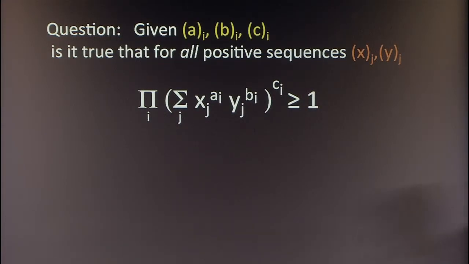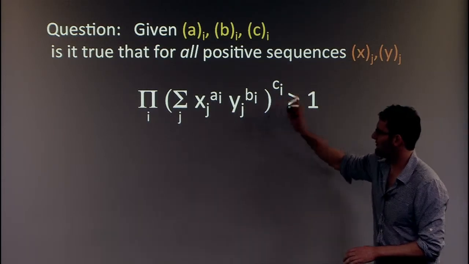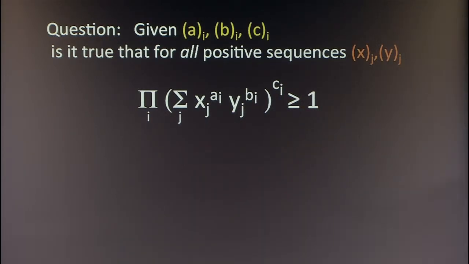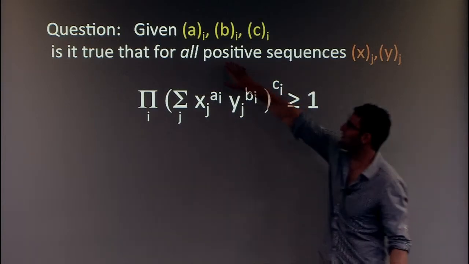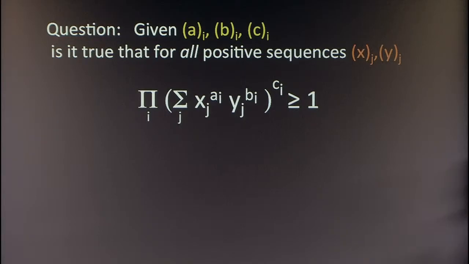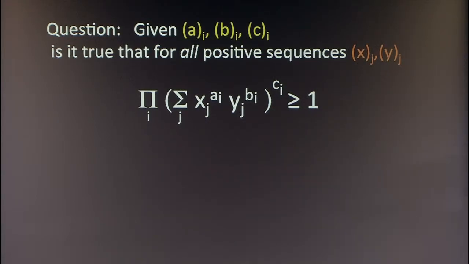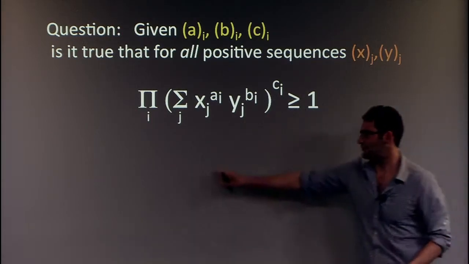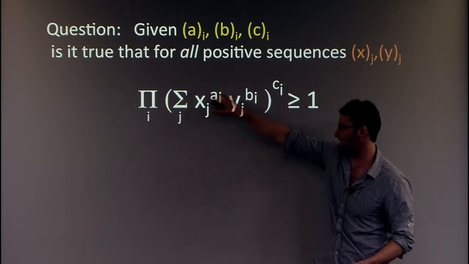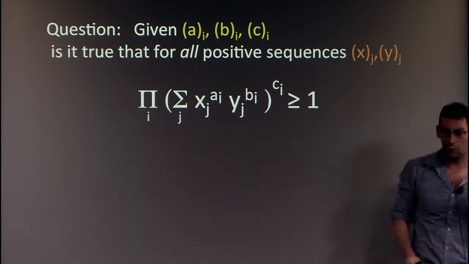Okay. So clear your head for a sec and consider the following question. Pure math question. Say someone gives you three sequences, sequence of A's, B's, and C's, and they ask you, is it true that for all positive sequences x_j and y_j, this inequality holds? The product over i of the sum over j of the x_j's to the A's, y_j's to the B's, the whole thing to the C's. When is this always greater than 1?